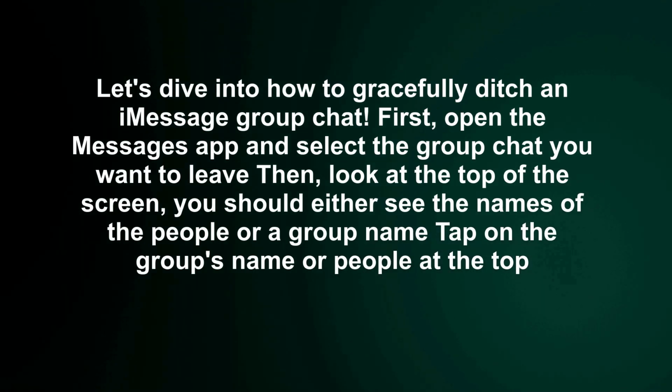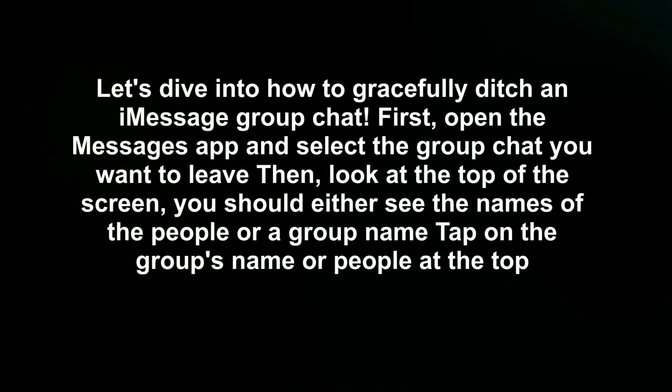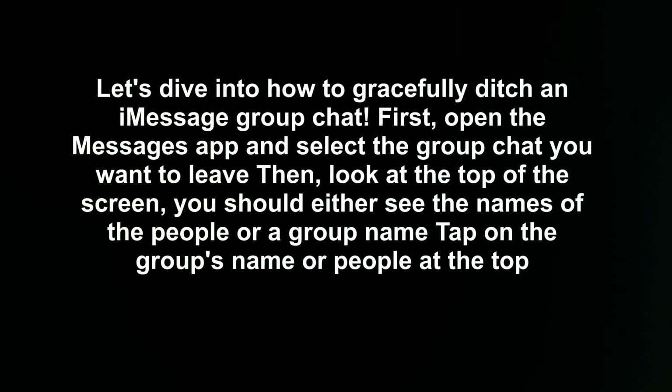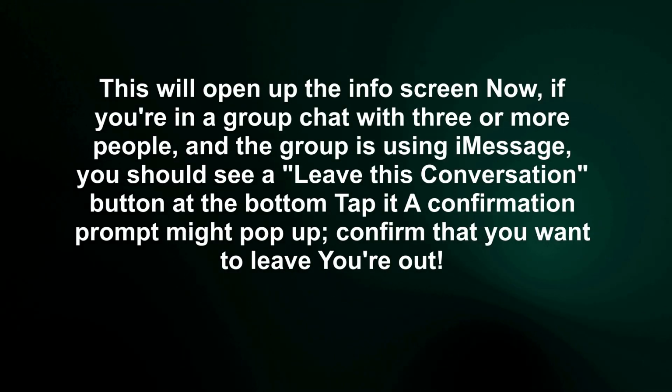First, open the Messages app and select the group chat you want to leave. Then, look at the top of the screen. You should either see the names of the people or a group name. Tap on the group's name or people at the top. This will open up the info screen now.